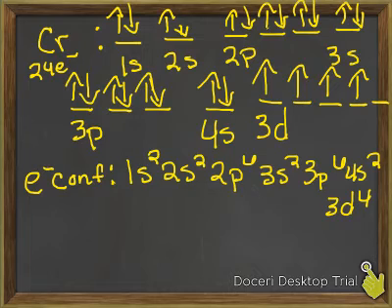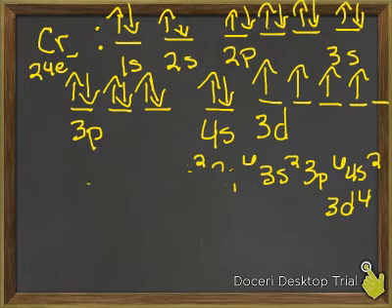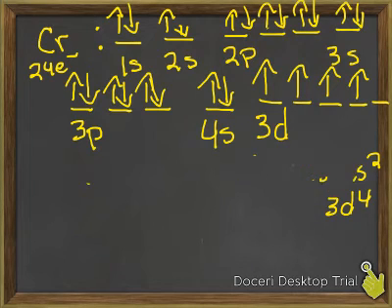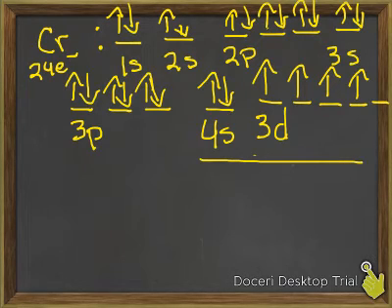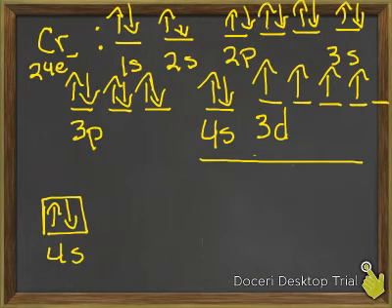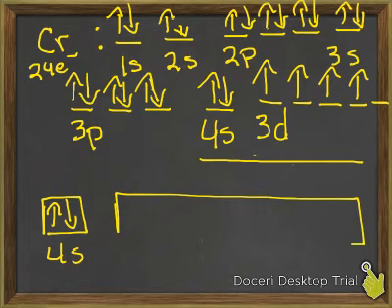Okay, one more thing I want to talk about before I erase this is exceptions to the rule. There are people that do not follow the rules. Chromium is one of those examples that does not follow the rules. So let's look at chromium's last couple of sublevels. I'm going to draw them a little bit bigger for you. So chromium has its 4s, and then it has 3d.